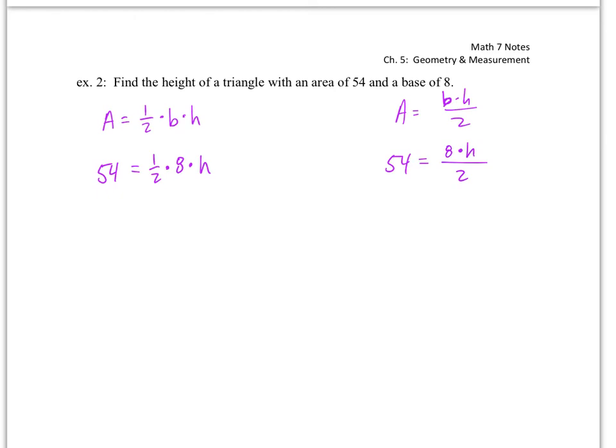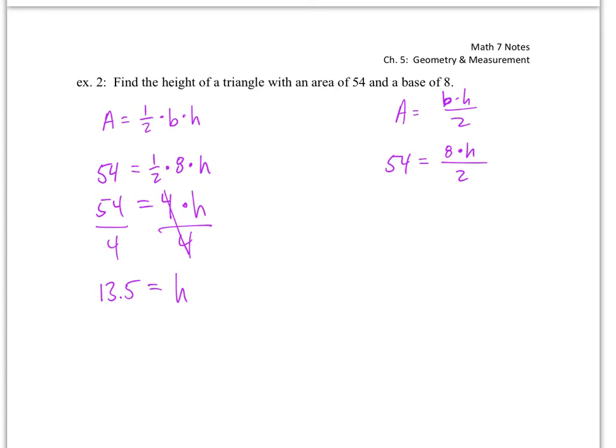I can do 1/2 times 8. No, it's 4. What's half of 8? It's 4. So this here becomes 4, and it's still times h, and still 54. Now, if I'm multiplying by 4, Jake, what do I do to undo multiplication? Divide. How much am I going to divide by, Jake? 4. Because I'm multiplying by 4, so let's divide by 4. So you're going to do 54 divided by 4. 13.5. 13.5 equals, my 4 is just canceled on this side, h. So my height is 13.5.